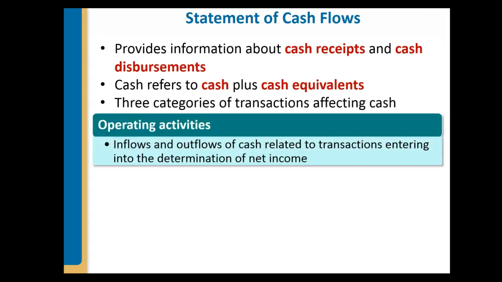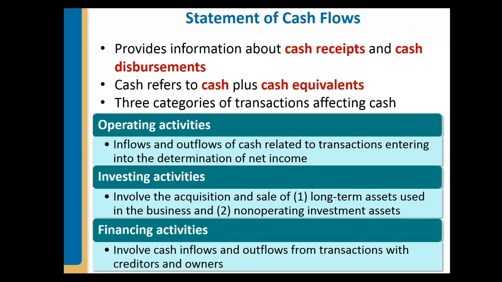The purpose of the statement of cash flows is to report the events that caused cash to change during the period. So it gets classified into operating activities, investing activities, and financing activities. As you see, operating activities are inflows and outflows of cash related to transactions entering into the determination of net income, while investing activities involve the acquisition and sale of long-term assets used in the business and non-operating investment assets. Finally, the financing activities involve cash inflows and outflows from transactions with creditors and owners.